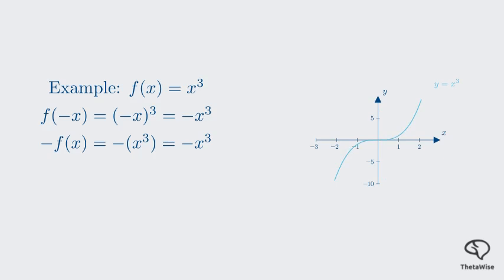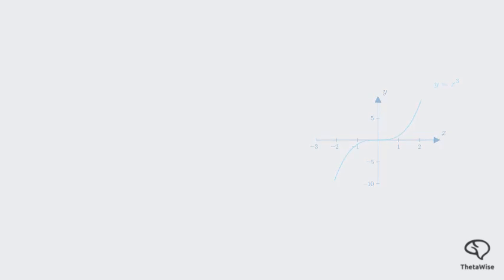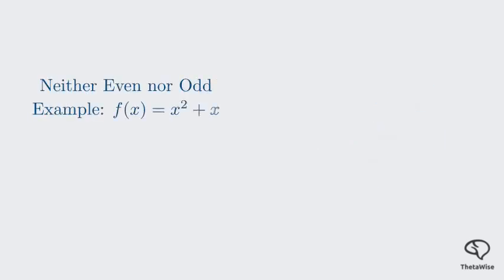Since f of negative x equals negative f of x, it's an odd function. You can see this origin symmetry in its graph. It's important to note that not all functions are even or odd.